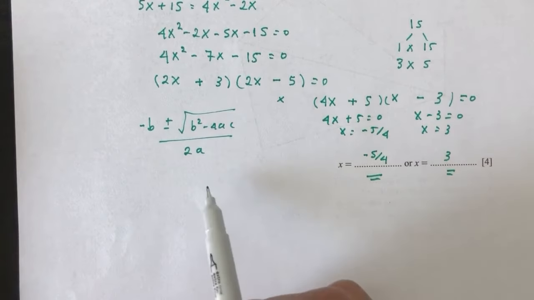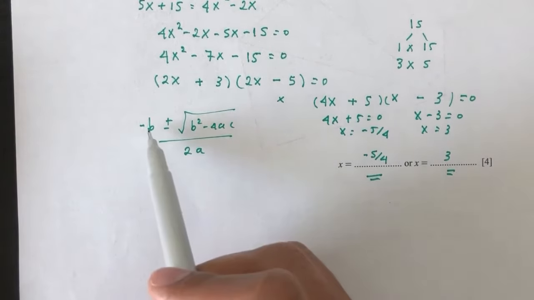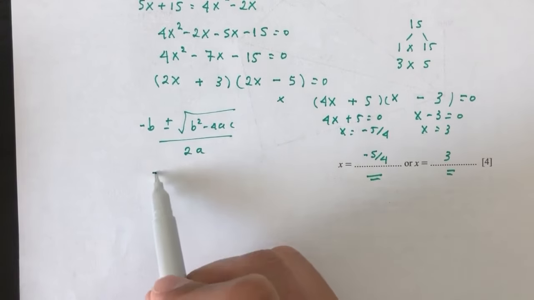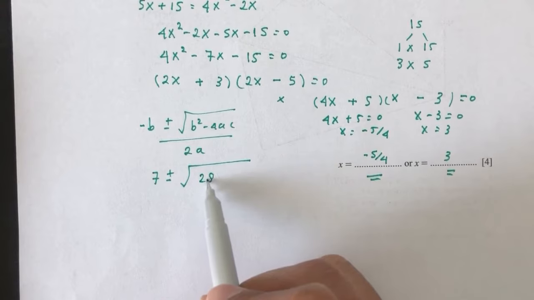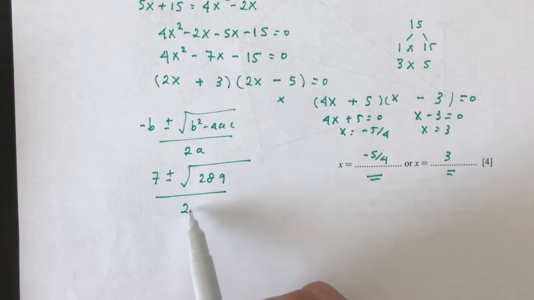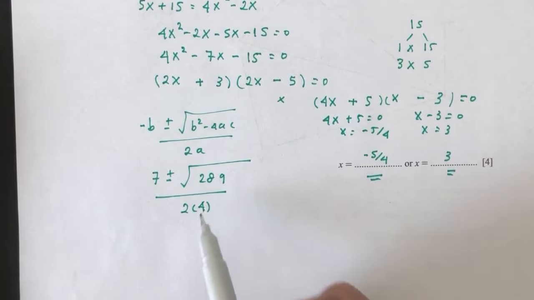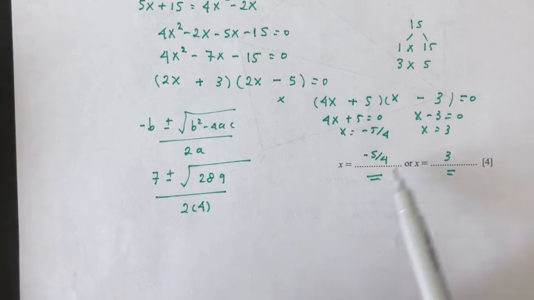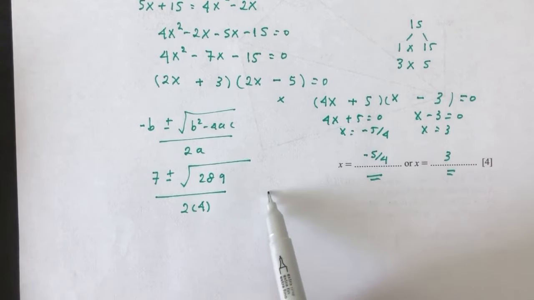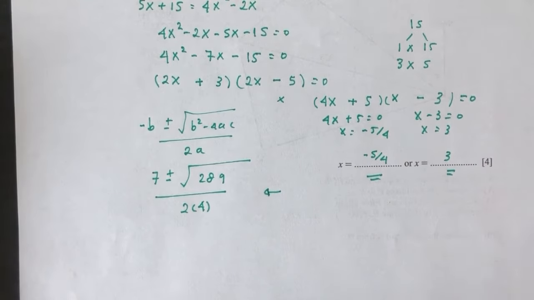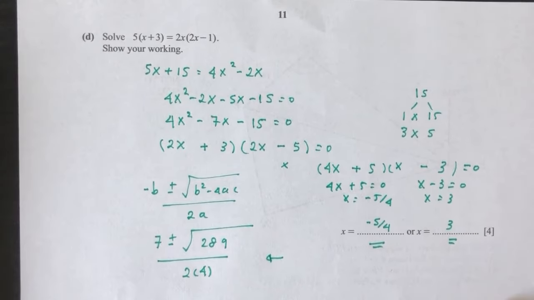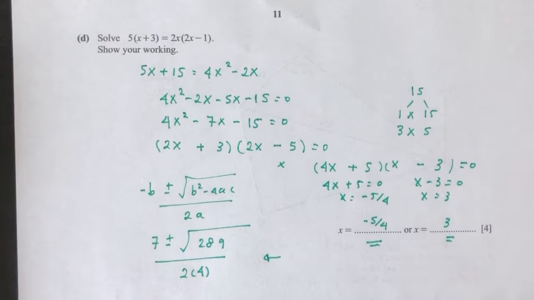Let me try to replace one of them so you can know how to do this. Minus b will be 7 plus minus square root of this, we have shown it is 289, divided by 2 times a, and a will be 4. So you just have to simplify this and you'll find these two as answers as well. I showed you how to find one, and this one by factorization. And that will be part D of question number 5. And let's move on to question number 6.